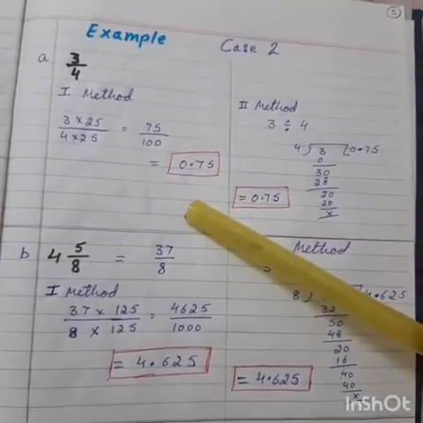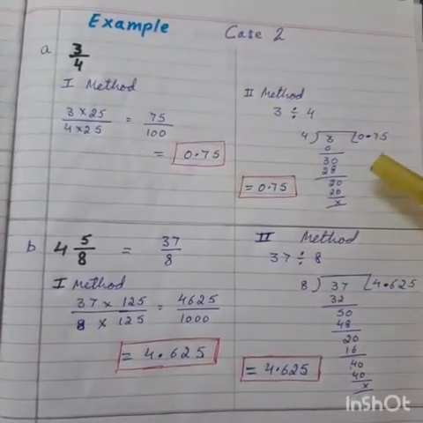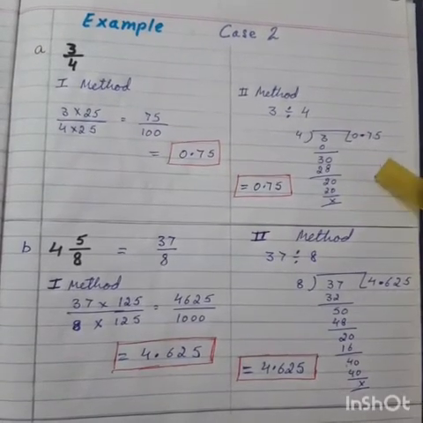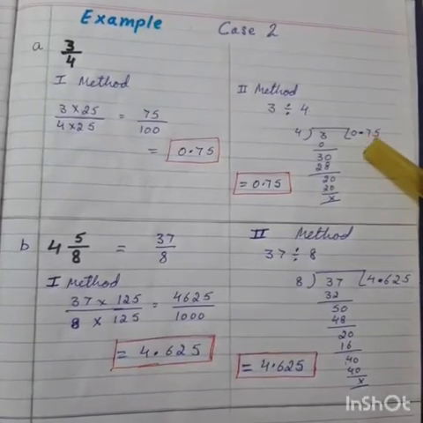The second method for making this fraction as a decimal is by dividing the numerator by the denominator. So when we divide, we will again get the same answer, the same result, 0.75.